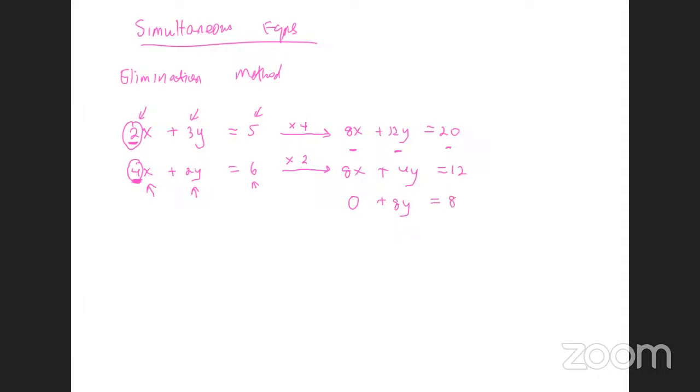And we're good to go. We have 8y. 0 plus 8y is 8y, right? 8y is equal to 8. Now I can divide both sides by 8. So I know y is 1. So I solved part of the equation. I know what y is. But how do I solve for x? Right? I need to know what x is and what y is.